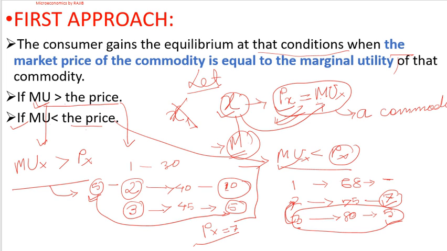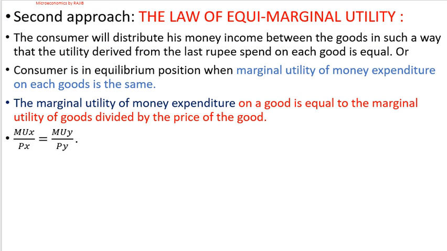So this is the first approach, and let me come to the second approach. The second approach is called the law of equimarginal utility. In this condition, we suppose there are two commodities, which you may name x and y, and they have two prices, price of x and price of y. The consumer spends all his income on consuming these two commodities x and y.